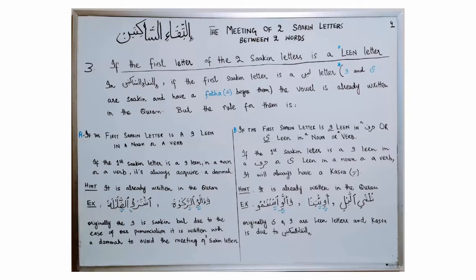In the second case, if the first letter of the two sakin letters is a waw in a harf or ya in a noun or a verb, in that case, waw and ya they will acquire a kasra due to Iltiqa'a Sakinain, and the kasra will be written in the copies of the Quran for our ease of recitation. So if you see in this example, وَأَلَّوِ اسْتَقَامُوا. In this case, this waw is a lean letter, but due to Iltiqa'a Sakinain, this waw has a kasra. Originally, this is a sakin letter waw. This kasra is conditional due to Iltiqa'a Sakinain, and you will find this written in the Mushaf.